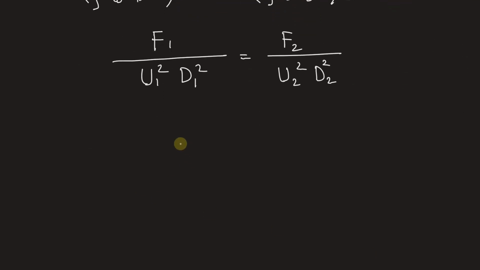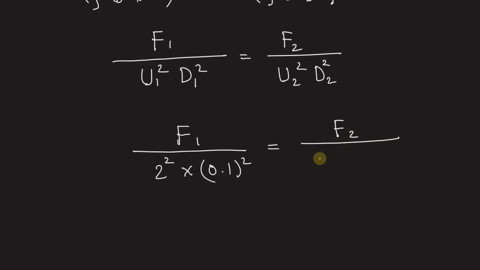Now let's substitute the values here. F1 is not given in the problem. u1 we already know, it's 2 square into d1, that is 0.1 meter square, will be equal to F2 divided by 1 square into 0.2 square. Therefore from here we can say F1 is equal to F2. That means the drag force on sphere 1 is equal to the drag force on sphere 2.